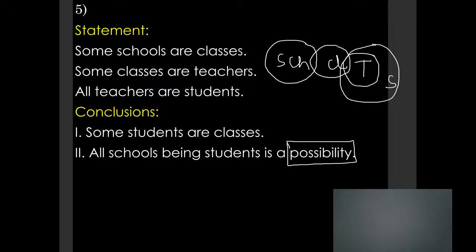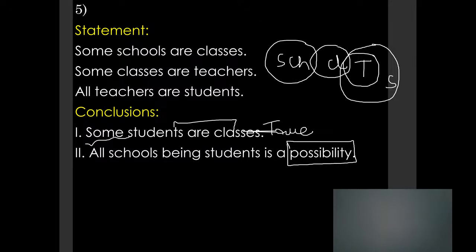Coming to the first conclusion, some students are classes. If you observe this one, some means it should intersect. Here students and classes are intersecting in the diagram. So as both are intersecting, some students are classes is true.